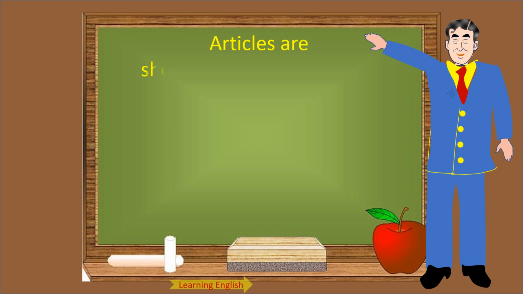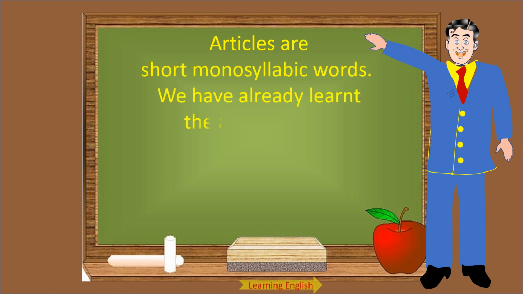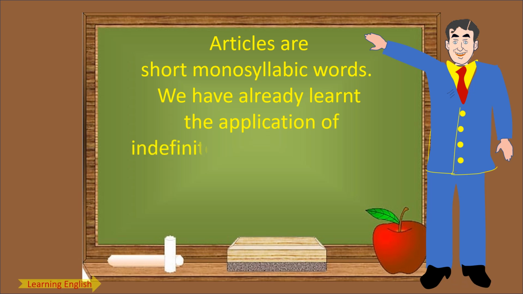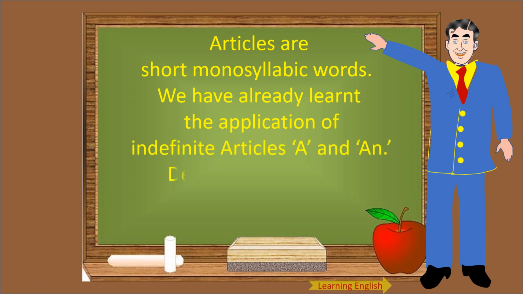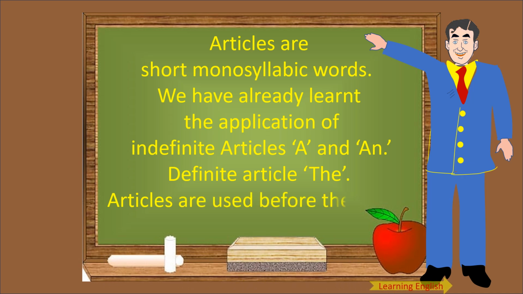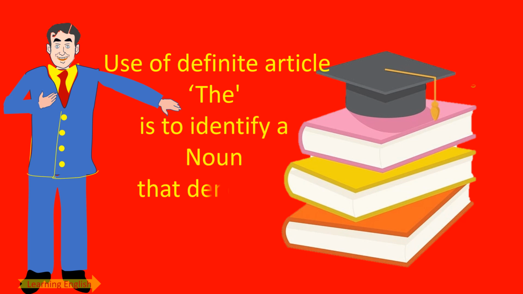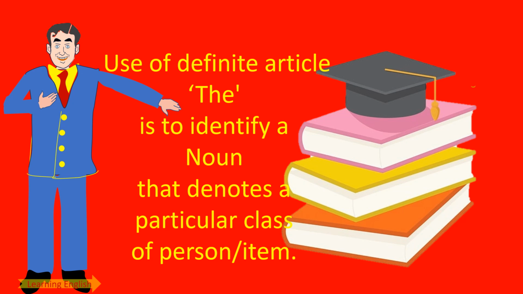Articles are short monosyllabic words. We have already learnt the application of indefinite articles a and an and definite article the. Articles are used before the nouns. Use of definite article the is to identify a noun that denotes a particular class of person or item.